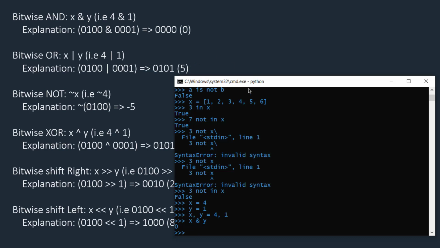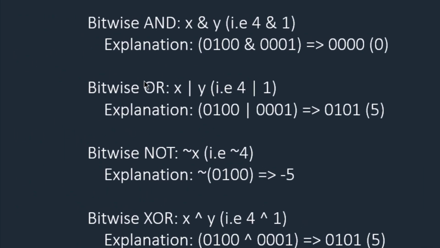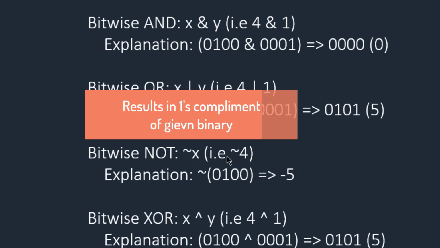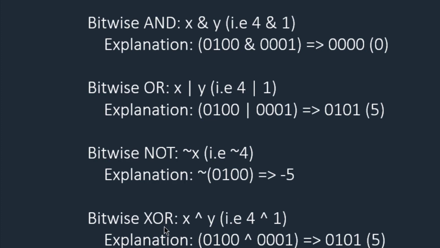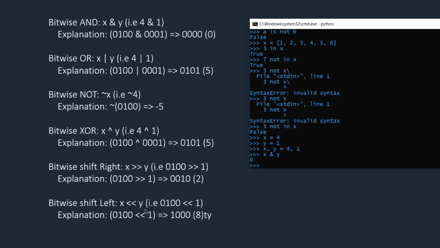Similarly, there are other operators like bitwise OR. If you do it on x or y, this will give a result of 5. Why 5? You can check it out. Similarly, NOT of x will give -5. Then bitwise XOR of x and y will be 5. The explanation is given. Similarly, the right shift and left shift work.